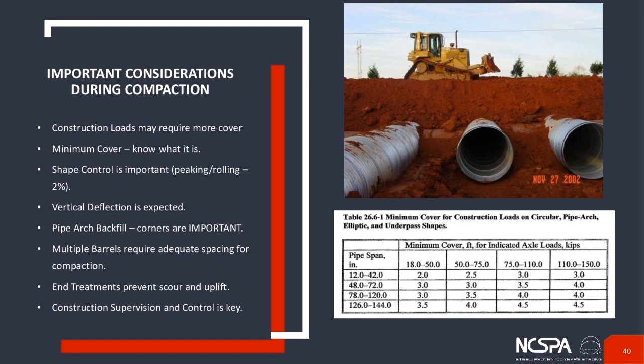But then shape control is also very important. You want to watch for peaking or rolling. Peaking is where you backfill on the side, so your pipe tends to push up vertically, or rolling is where it tends to rack towards one side. Vertical deflection during installation is pretty much expected. The sides of the pipe are going to move out, your top's going to move down. With good practice, this really shouldn't exceed probably 2% of the rise.